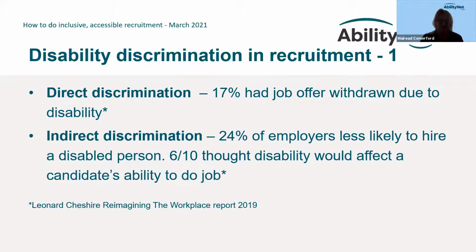So that's direct discrimination. And you can see from some stats there that the Leonard Cheshire report found that 17% of applicants that applied for a job in the last 5 years have had a job offer withdrawn as a result of their disability, which is very worrying.